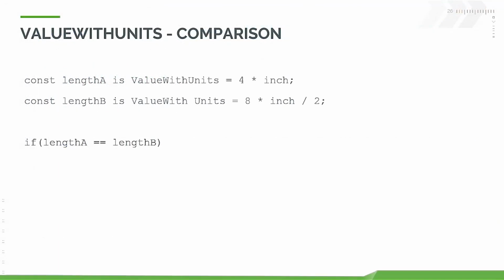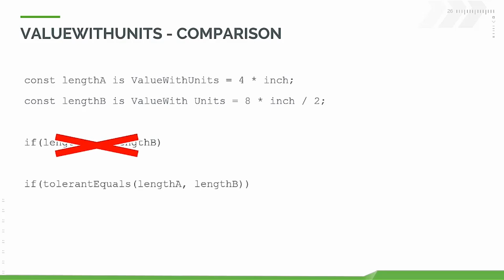The same happens in comparisons, giving a false result when it is actually true. To avoid this, you should always use tolerant equals to compare values with units.